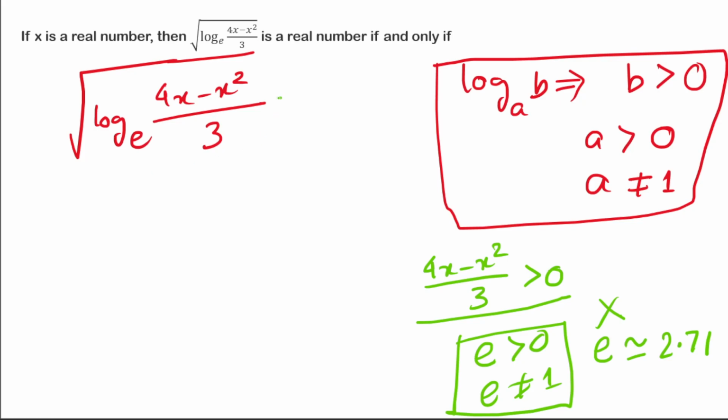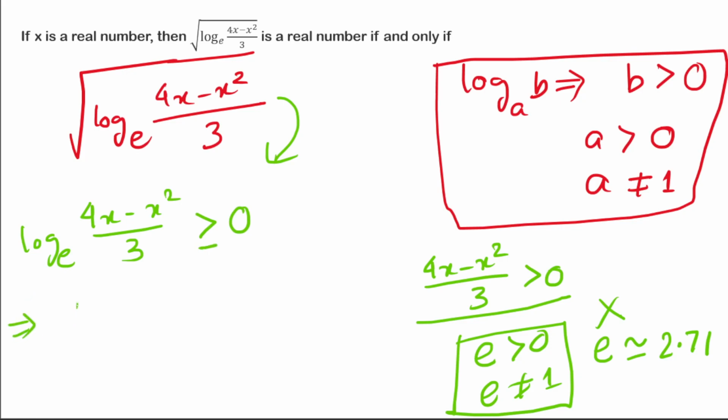And because this is a square term, in order for this to be real, what needs to happen? This log e of (4x minus x square) by 3, this must be greater than equals to 0, right? Okay, now for this we see that 4x minus x square by 3 greater than equals to e to the power 0, that is 1.